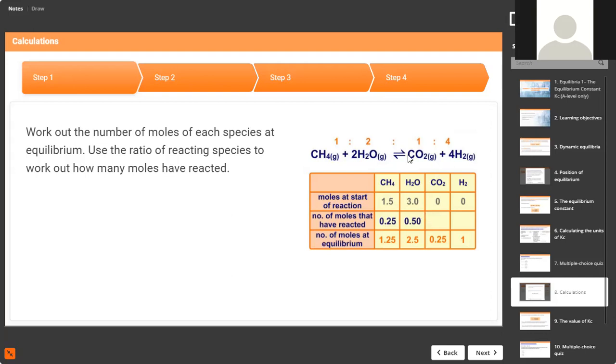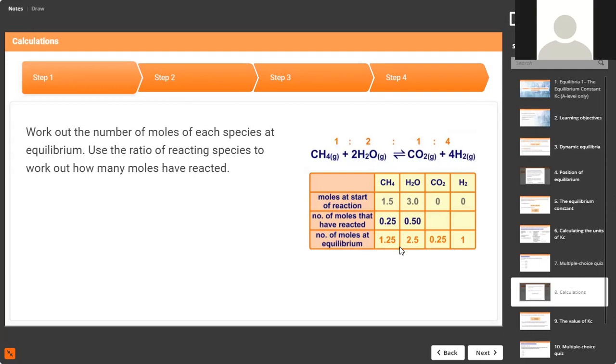At the end, we know it's a ratio of 1 to 4, and we know at equilibrium we have 0.25 moles of carbon dioxide. So if it's a ratio of 1 to 4, that means that we must have 1 mole of H2, which means we've got 1.25 moles on this side in total. So to have got that, certain amounts of moles must have reacted to have got that far.